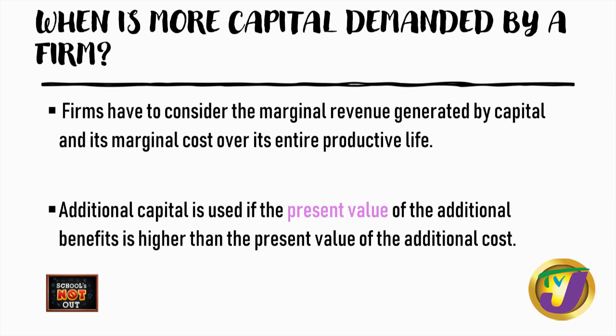Last week we spoke about how firms make decisions as it relates to whether to hire more people. They compare the cost of acquiring additional labor with the marginal revenue product that additional unit of labor would bring to the business. They have to consider the same when looking at capital: the marginal revenue generated by capital and the marginal cost over the productive life of the capital unit. In addition, capital is used if the present value of the additional benefit is higher than the present value of the additional cost. And you'll hear this term some more as we continue.